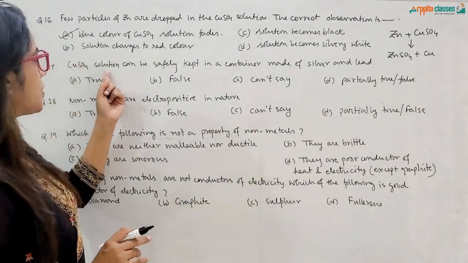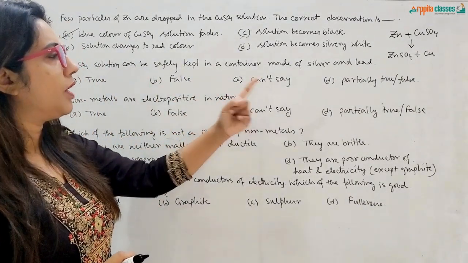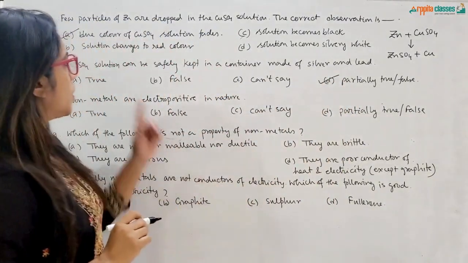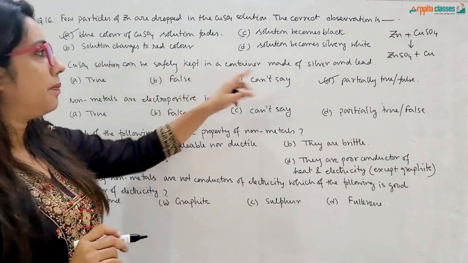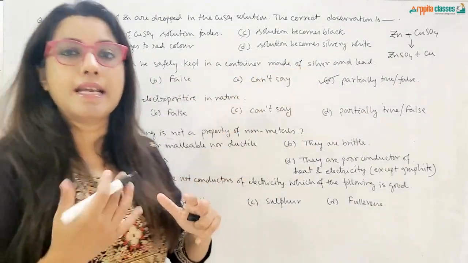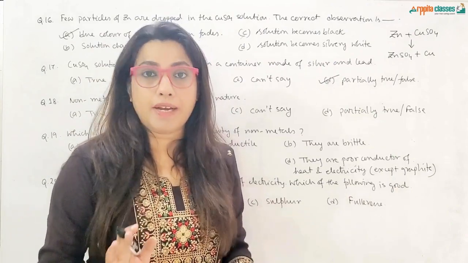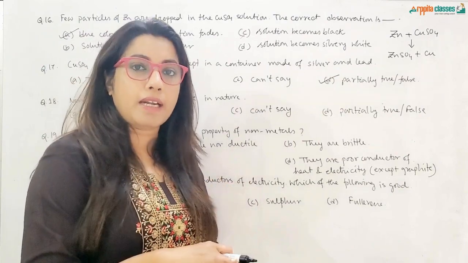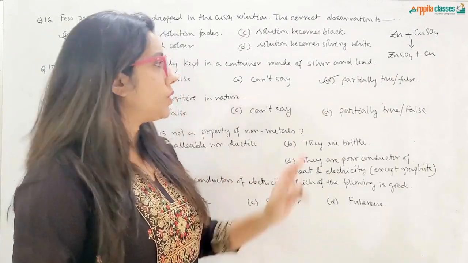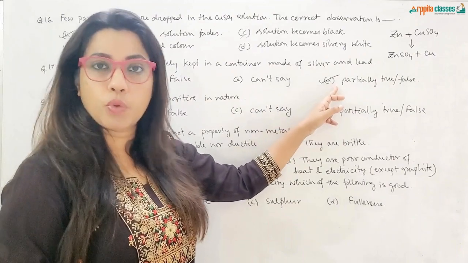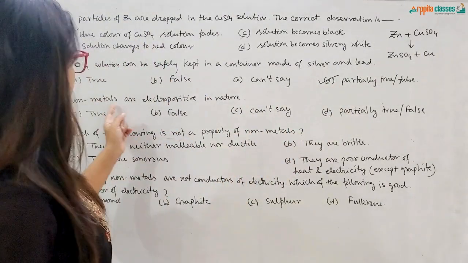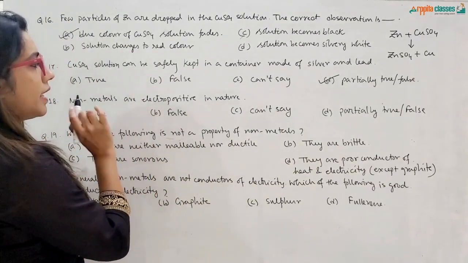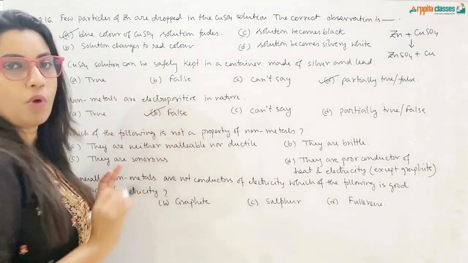Next is, copper sulfate solution can be safely kept in a container made of silver and lead. This is partially true and false, because copper sulfate solution can be kept in silver, because silver being less reactive than copper, there will be no reaction. But if copper sulfate is kept in a lead container, then lead is more reactive than copper and there will be a reaction. So this statement is partially true and false. Next is, non-metals are electropositive in nature. Absolutely not. Non-metals are electronegative in nature, so it is a false statement.